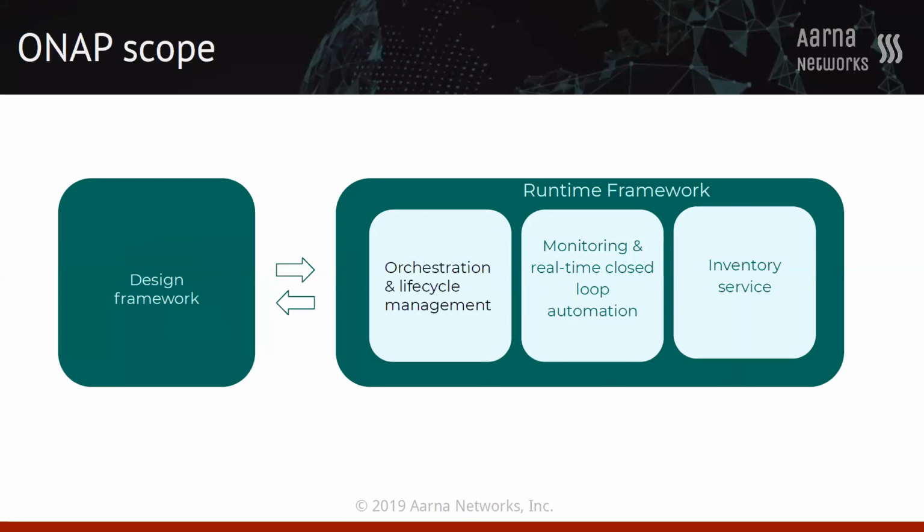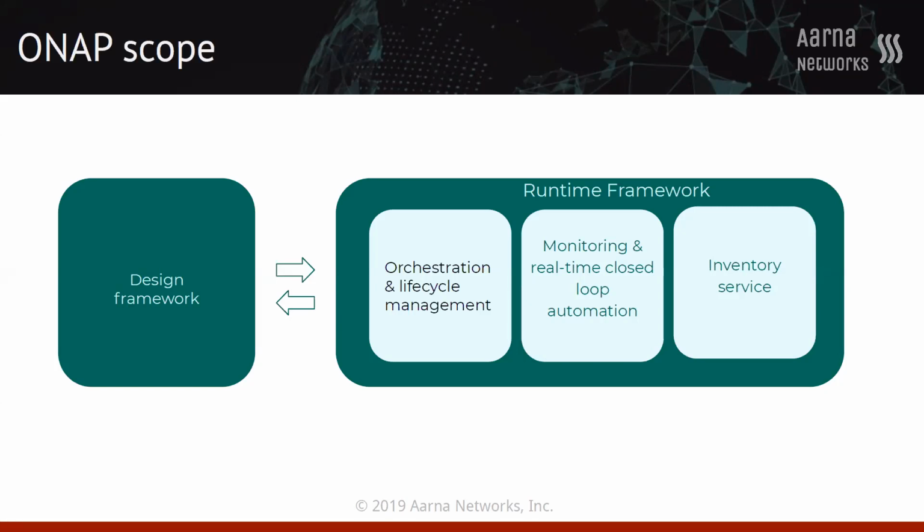DCAE analyzes the telemetry through a big data analytics pipeline. And the output of that goes to a policy engine. And then the policy engine drives the orchestration or lifecycle management side of the house, one of the service orchestrators or one of the controllers. So that's how you get the real-time, policy-driven closed loop automation.